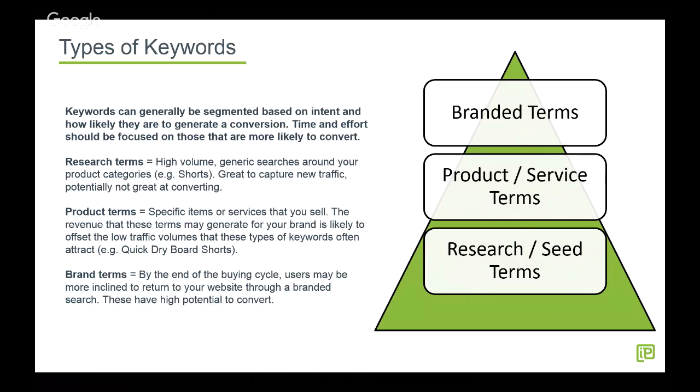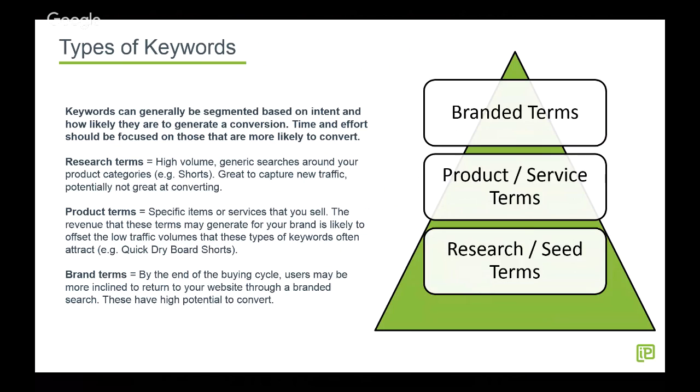So at the base there, you have your research or your generic seed terms, head terms. There are many different names you could call them. But these are going to be your really high volume terms. So for example, shorts, patios, decks. There's a whole range of different terms that you can fit within that category. These terms are really great for getting you a lot of visibility if you have the budget to do that. And they're also really great for capturing new traffic because they are quite high up in the funnel. So really good for acquisition-based terms.